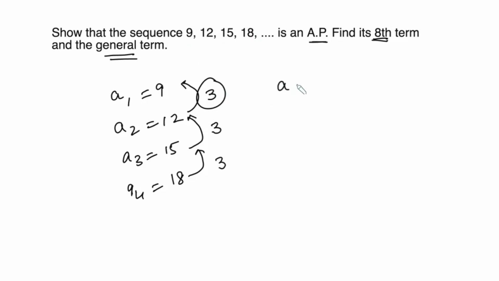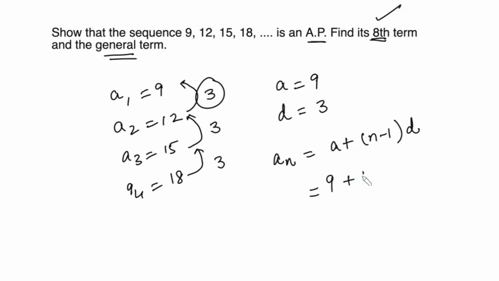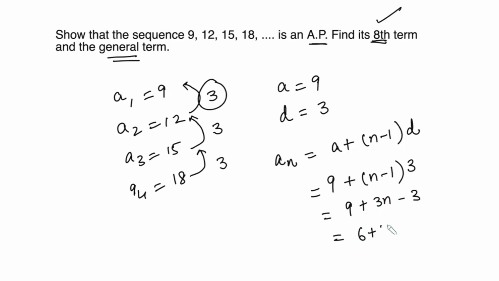So we have the first term a equals 9. The common difference is 3. We need to find the eighth term. We know that the general term or nth term formula is a_n equals a plus (n minus 1) d. The general term is 9 plus (n minus 1) times d, which is 3, which can be simplified to 9 plus 3n minus 3, or 6 plus 3n. So the general term is 6 plus 3n, and we want to find the eighth term.